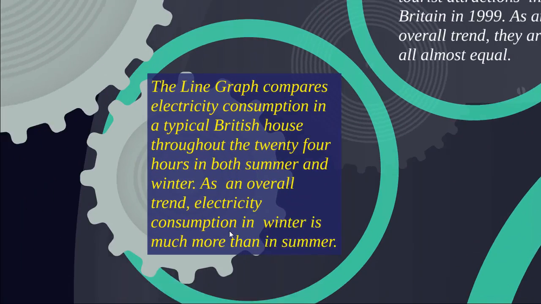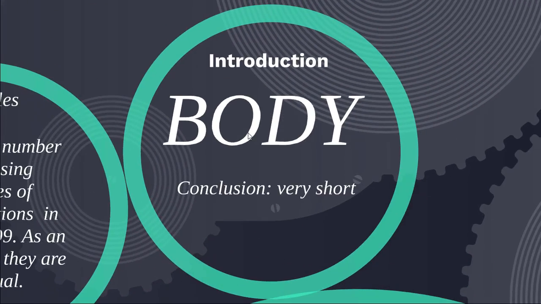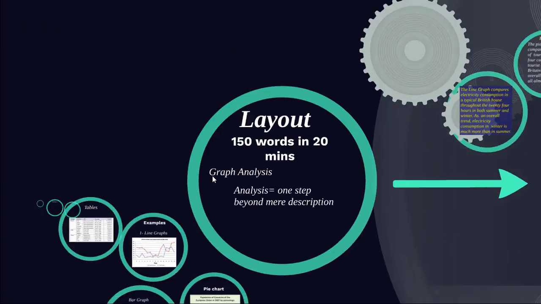Okay, another example. The line graph compares, again, this is the line graph, this is the thing given. The G here is capitalized, it should not be capitalized, this is a mistake. Compares electricity consumption in a typical British house throughout the 24 hours in both summer and winter. As an overall trend, electricity consumption in winter is much more than in the summer. So here again, as you see, do not ever forget place, do not ever forget time, do not ever forget to mention an overall trend. Again, this is how your writing is like: introduction, body, and then conclusion.